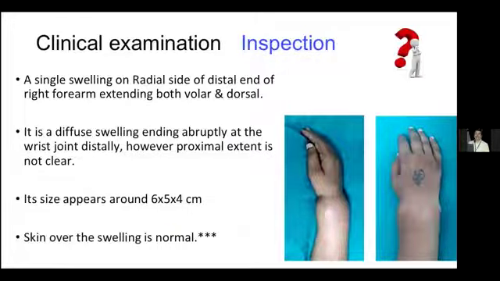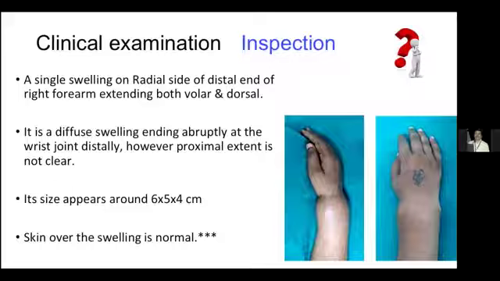So moving to the clinical examination, as I told you, it has 3 major parts: inspection, palpation, and movement. The patient has a single swelling on the radial side of the distal end of the right forearm, extending both volar and dorsal side of the forearm. It is a diffuse swelling ending abruptly at the wrist joint distally. However, on inspection, the proximal extent is not very clear, meaning it is merging with the normal soft tissue contour of the forearm.